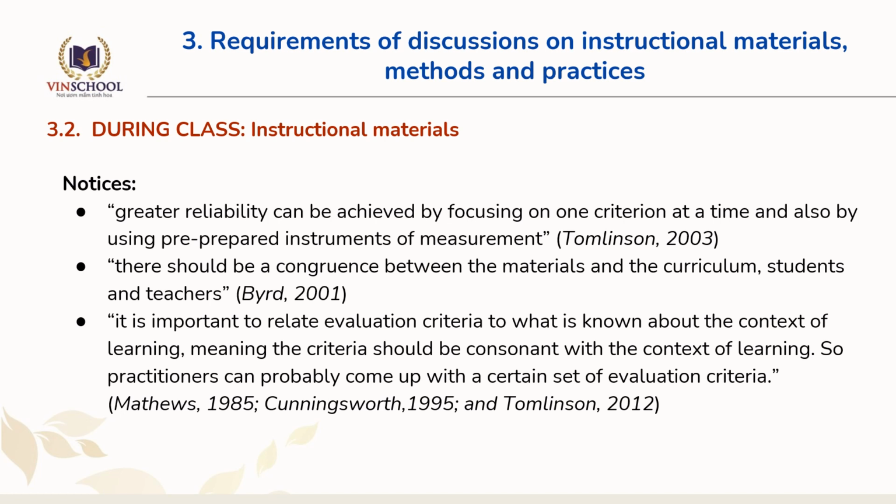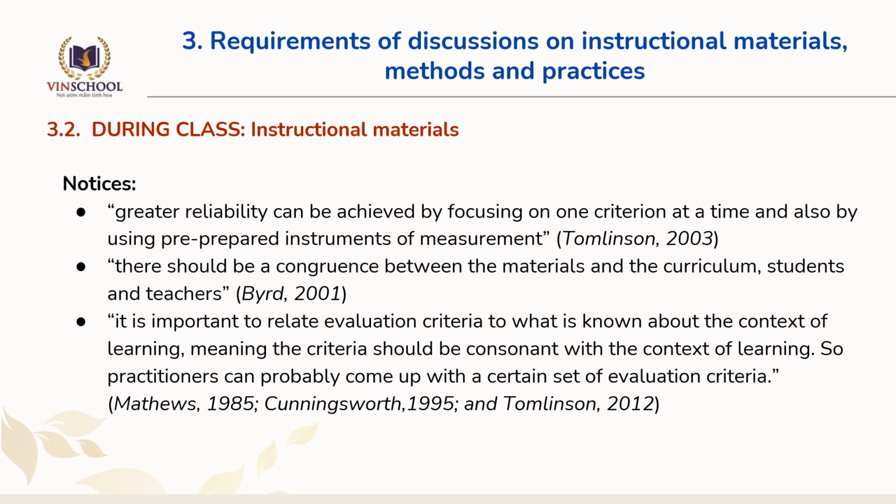Tomlinson argues that most of the whilst use evaluation aspects could be assessed impressionistically through observation, though he advises that it would be preferable to focus on one aspect per observation. In other words, greater reliability can be achieved by focusing on one criterion at a time and also by using pre-prepared instruments of measurement, such as a checklist of criteria. According to Tomlinson, making use of a checklist of criteria has become popular in materials evaluation, and certain checklists from the literature have been frequently made use of in evaluations.